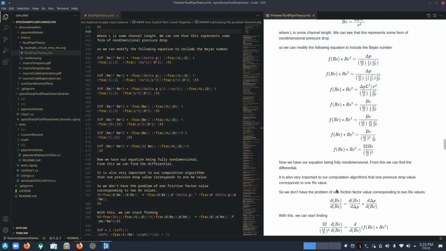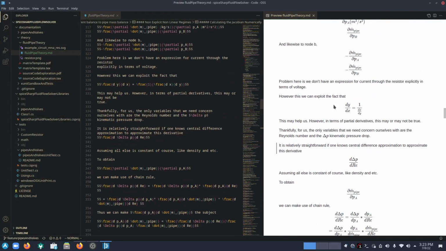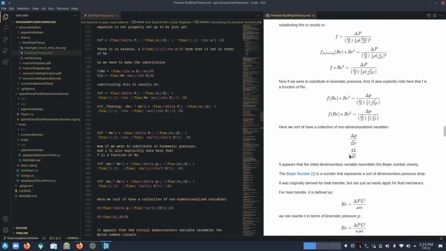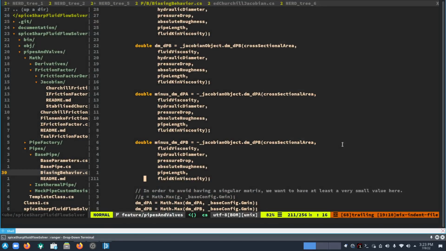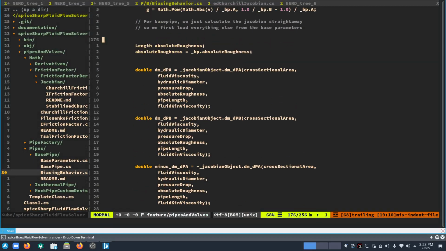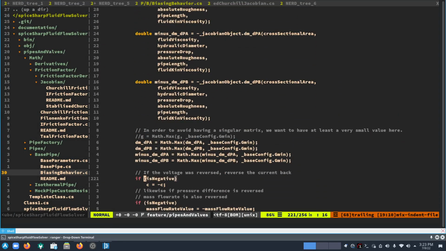Why do I have all of these? You will see that I need 4 Jacobians. You just go and look at that part in the theory. All right, so this is that part.